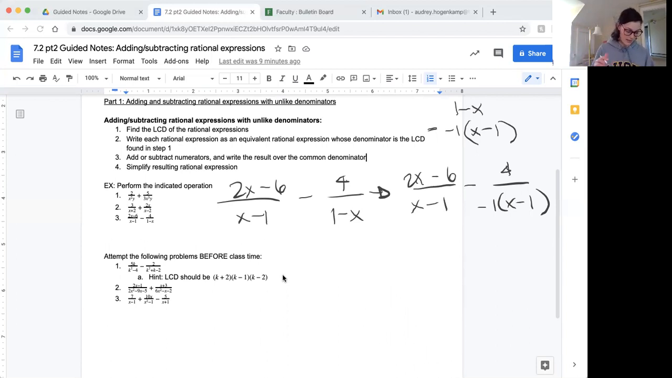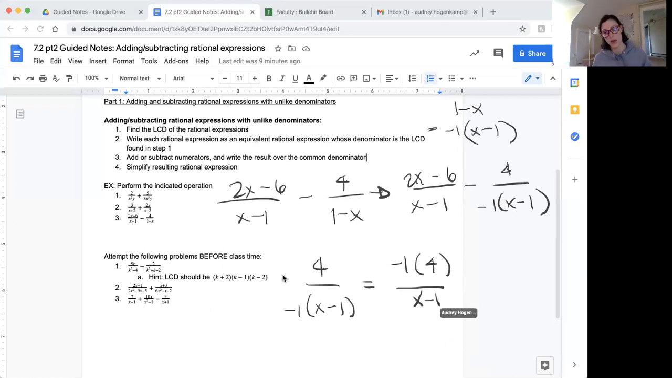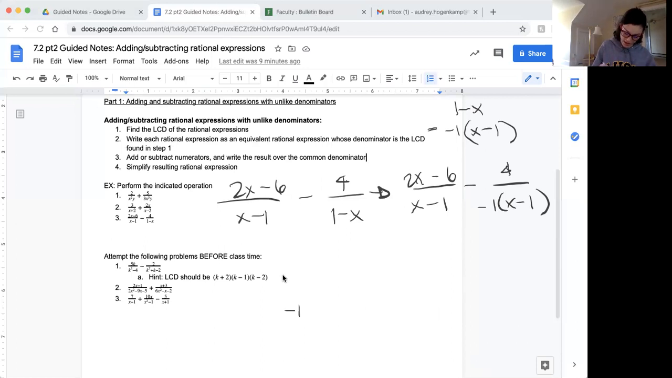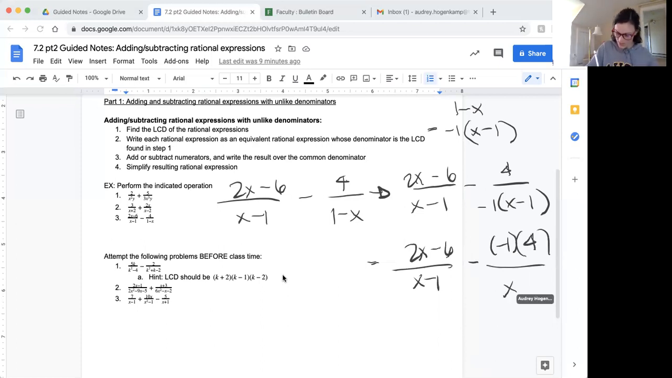And there's another tricky thing that we could do here, because we can rewrite 4 over -1 times x minus 1 as -1 times 4 over x minus 1. Okay, so this is like a tricky little move that we can do. So we can actually further rewrite these fractions that we have equals 2x minus 6 over x minus 1 minus -1 times 4 over x minus 1, at which point we have a common denominator already, so we can just subtract straight across, right?